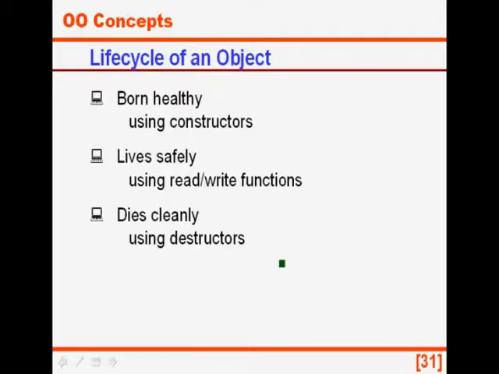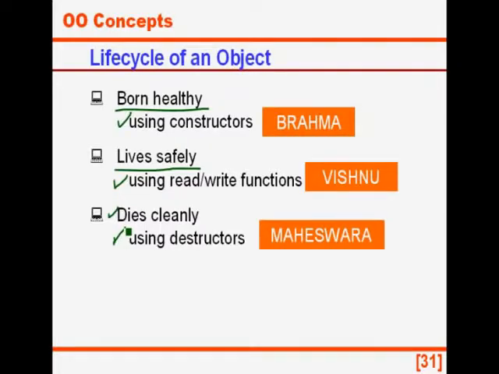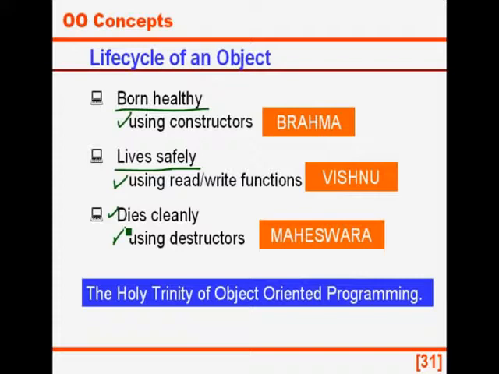In this slide, we look at the life cycle of an object. What we need is that the object should be properly initialized, or in other words, born healthy. This is ensured using constructors. Objects should maintain the integrity of their data. That means functions should not be allowed to destroy the data or make it invalid. This is ensured using the read-write functions. And the objects should die cleanly: when they go out of scope and are cleared up, they should deallocate all the resources which they allocated. This is ensured using the destructors. So we can see that the constructors are the Brahma, the read-write functions are the Vishnu, and the destructor is Maheshwara, the holy trinity of object-oriented programming.